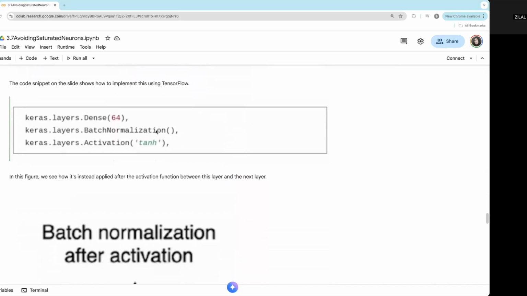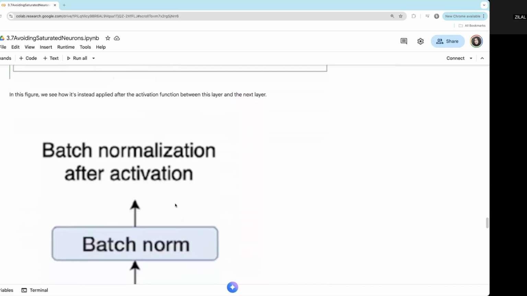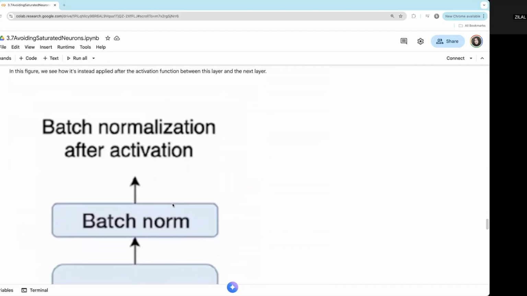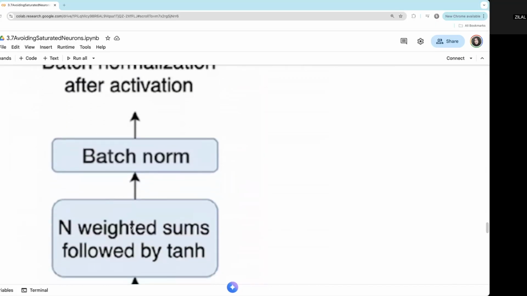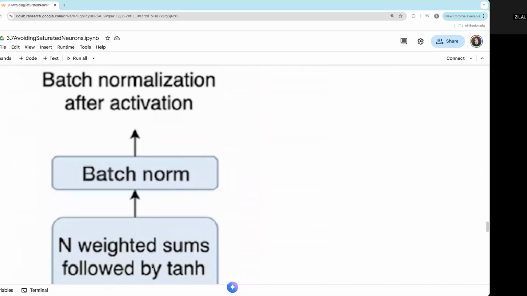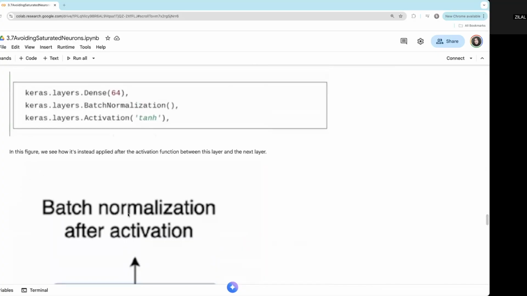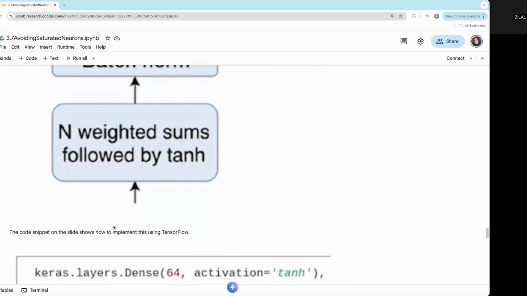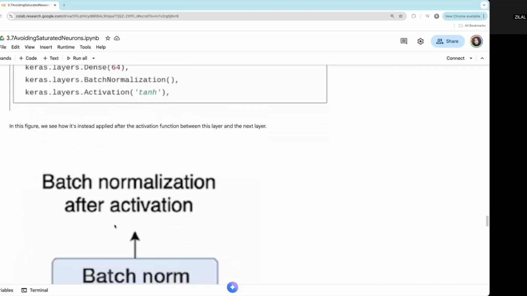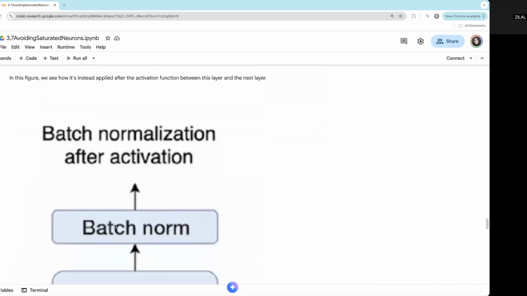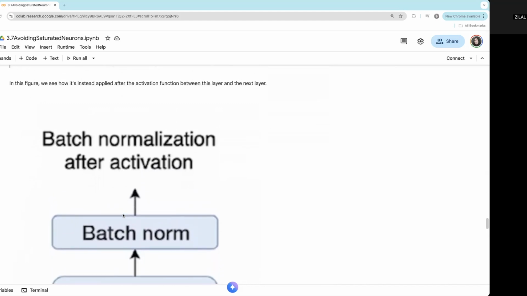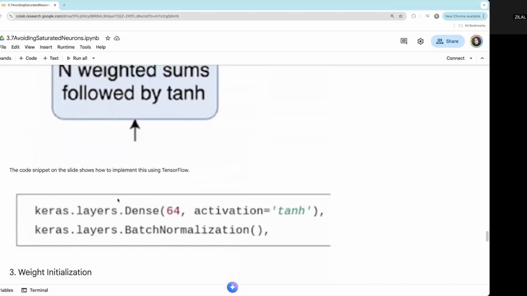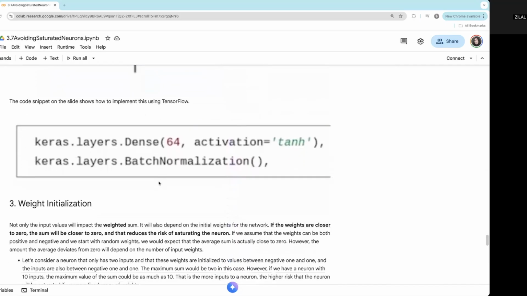Just call batch normalization. This is another way. We can also apply it after the activation function. So we apply the batch normalization here after the activation function, between the layer and the next layer. The code snippet on the slide shows how to implement this using TensorFlow.